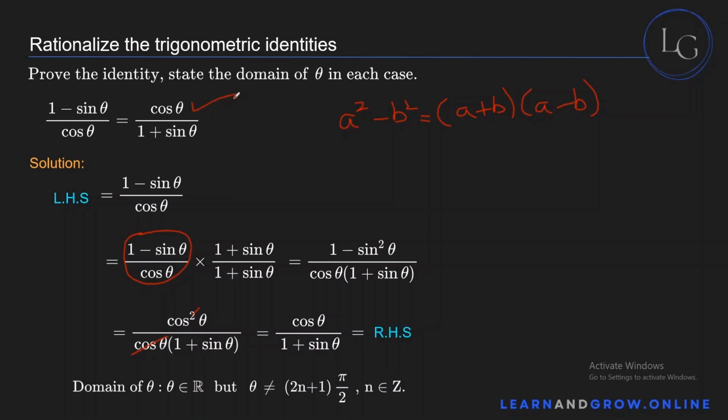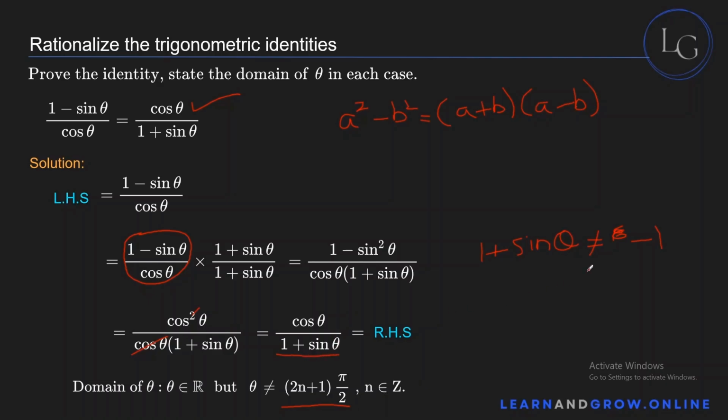And the domain, well, the domain is all real numbers, but theta cannot be equal to 2n plus 1 into pi by 2. Why can it not be equal to 2n plus 1 into pi by 2? Well, because the denominator can never be 0. Once the denominator becomes 0, the function becomes undefined. Anything divided by 0 is undefined. And 1 plus sine theta cannot be equal to 0.